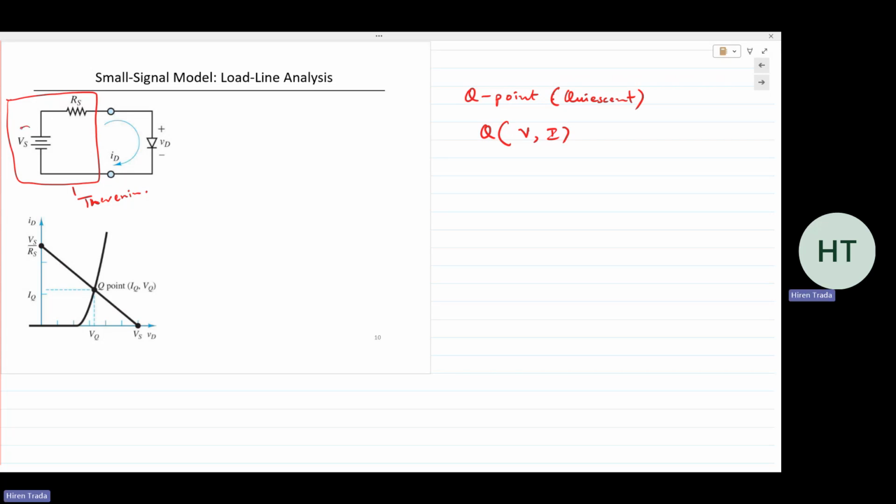Okay, the Q point is fixed. So we are fixing the Q point by applying a DC voltage. That's what we did in circuit number 1 of lab 3. We determined, why is this not working?